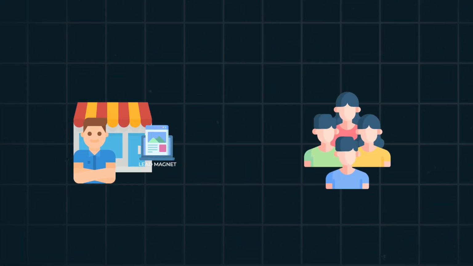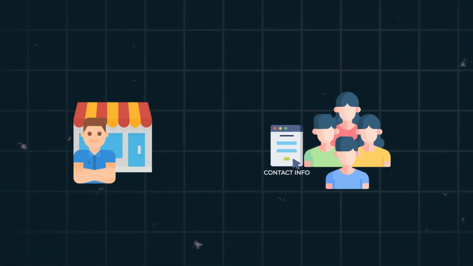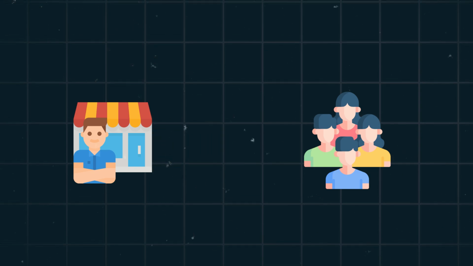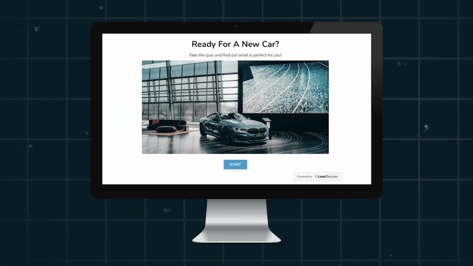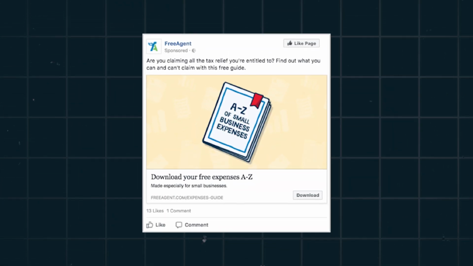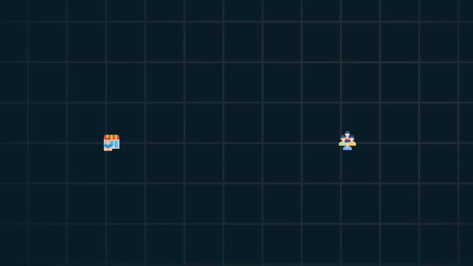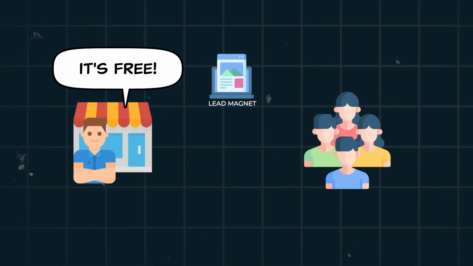A lead magnet is a piece of content that you give your audience for free in exchange for their contact information. A lead magnet could be a free ebook, a quiz, a discount code, a guide, etc. And they're called lead magnets because they attract leads and give people a reason to give you their contact information. But this only works if you offer the right lead magnet, which is where most business owners go wrong.